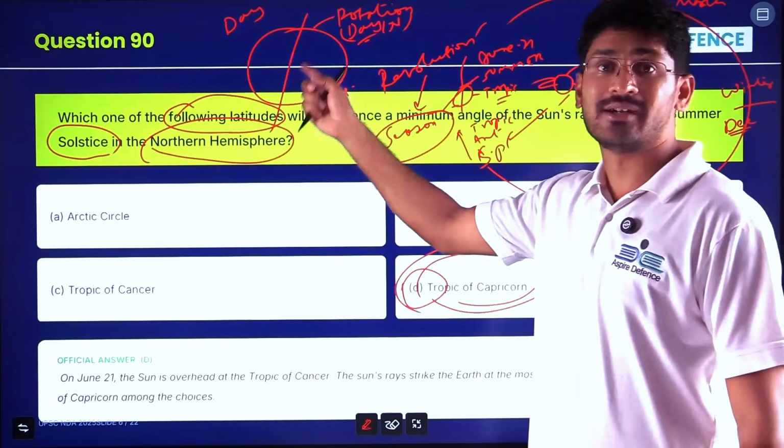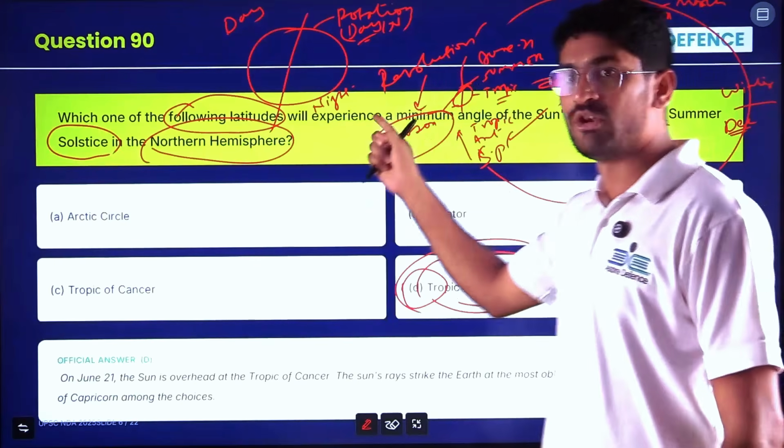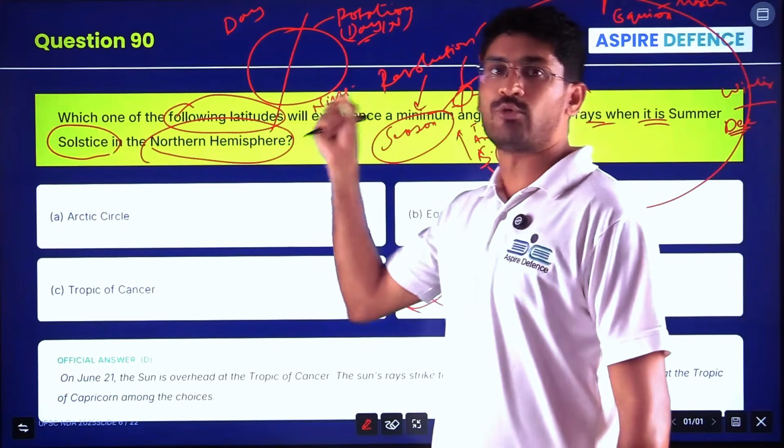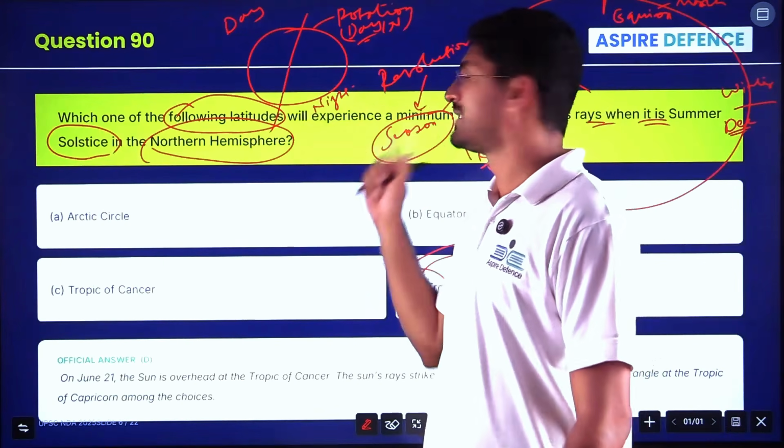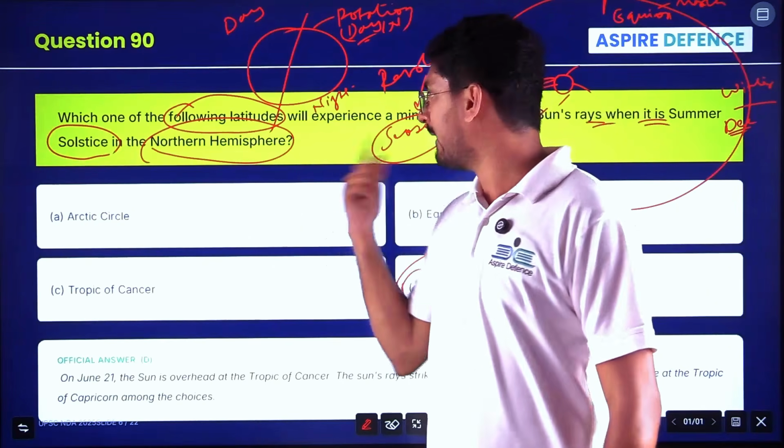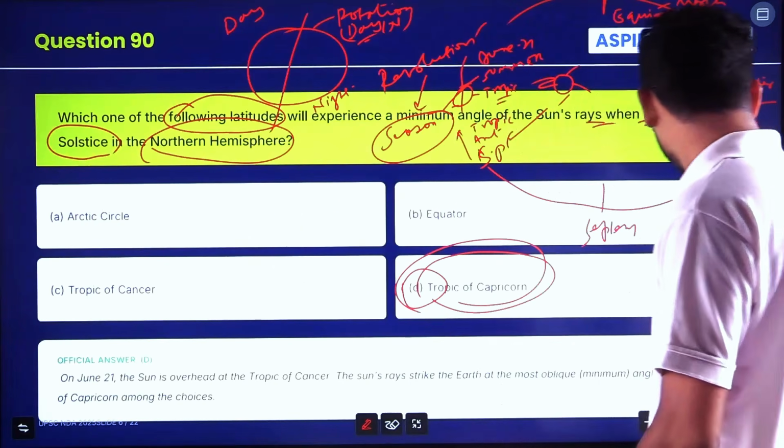Understood? You have to understand the rotation and revolution concepts. I have briefly explained what this is, but you have to revise these things, and questions will be coming every year from this theme also.